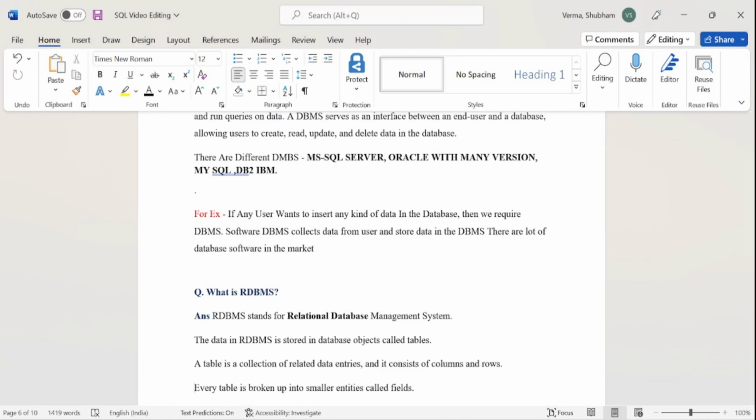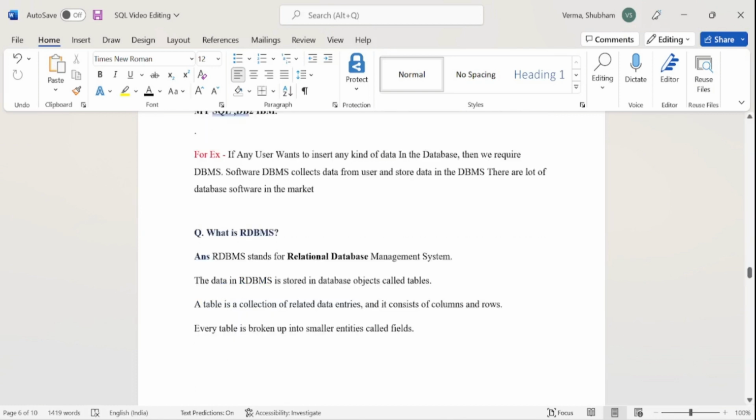And this RDBMS stores the data in the database in the form of tables. And as you already know, a table is a collection of related data entities and it consists of columns and rows. Every table is broken up into smaller entities called fields. Fields are also known as columns. So I hope you have definitely understood this logic of DBMS and RDBMS.